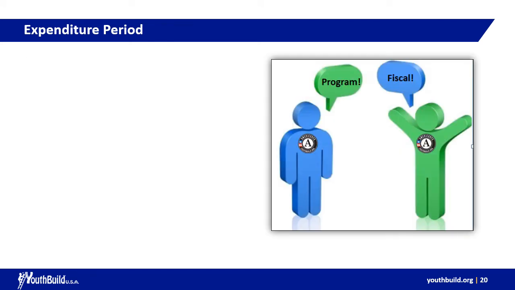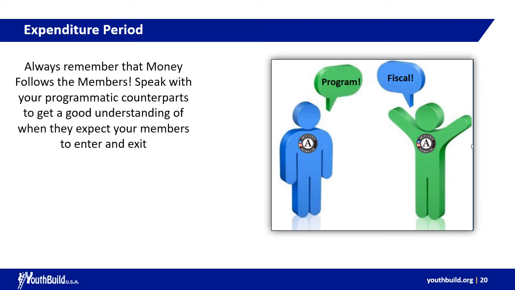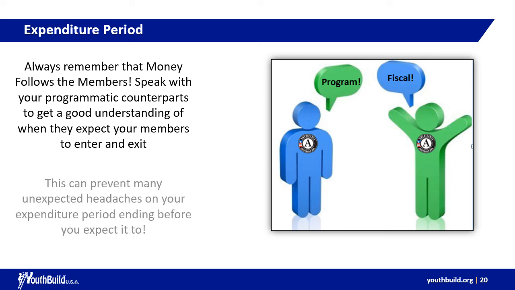Because of this, it is important to stay on top of the dates that the members of your program are enrolling and exiting. Always remember that money follows the members. Speak with your programmatic counterparts to get a good understanding of when they expect your members to enter and exit. This can prevent many unexpected headaches on your expenditure period ending before you expect it to.